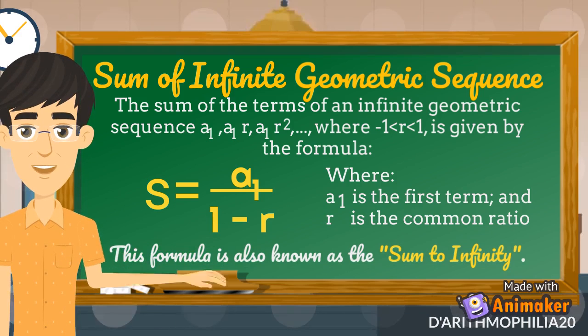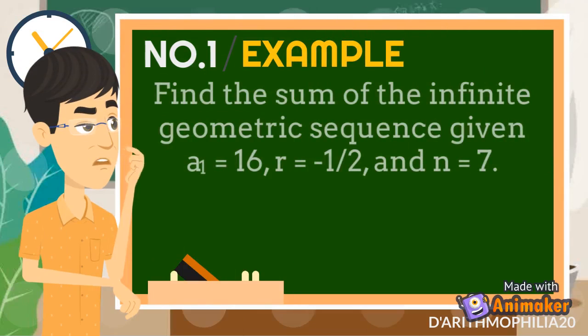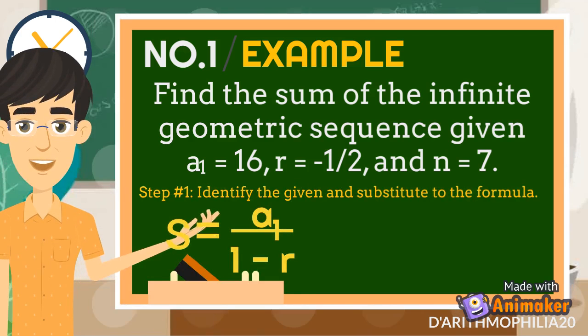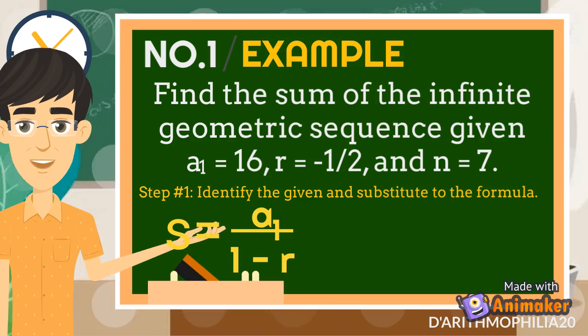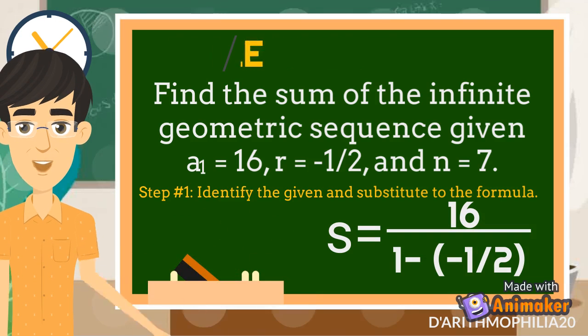This time, for us to better understand this concept, let's consider these following examples. Example number 1, find the sum of the infinite geometric sequence given that a sub 1 is equal to 16, r equals -1/2, and n which is 7. In solving this problem, the first two things we need to do are to identify the given values and substitute them to the formula. Mentioned above are the given values. So, let's now substitute them. We now have, S is equal to 16 over 1 minus -1/2.